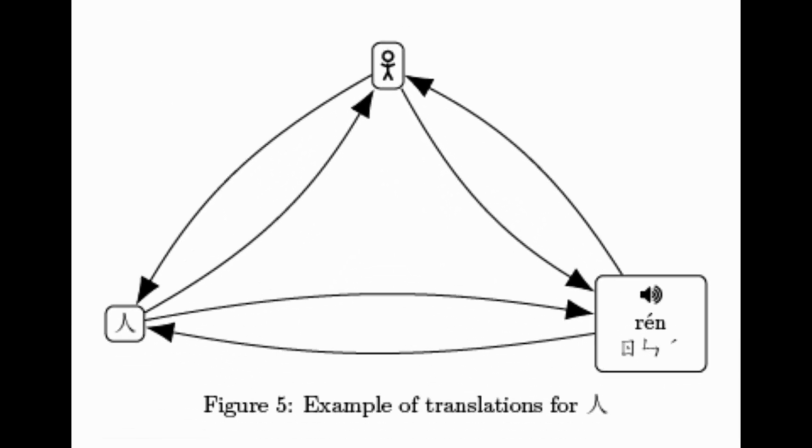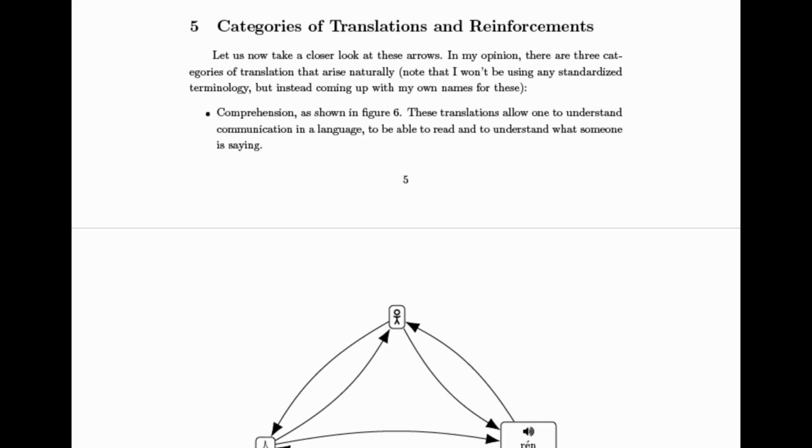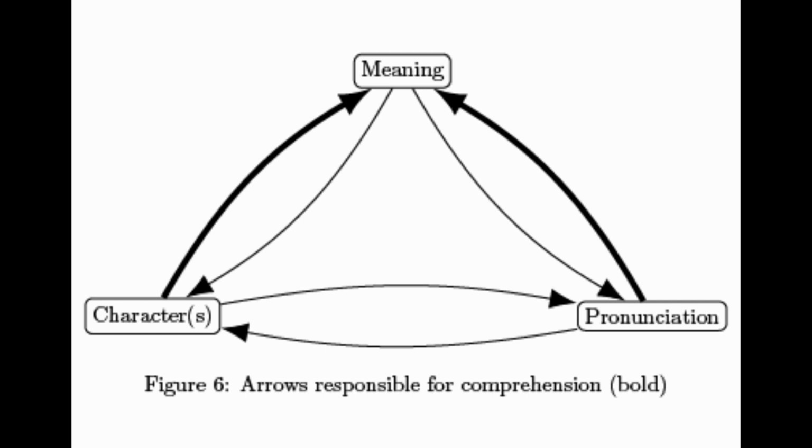Here, we have an example with a specific word. Note that the meaning is symbolic since, when learning a new language, it's preferable to avoid translating between 2 languages. Let's take a closer look at those translations. In my opinion, there are 3 categories of translations that arise naturally. First, comprehension. Those are the translations that allow one to understand communication in a language, whether it be reading or understanding what someone is saying.